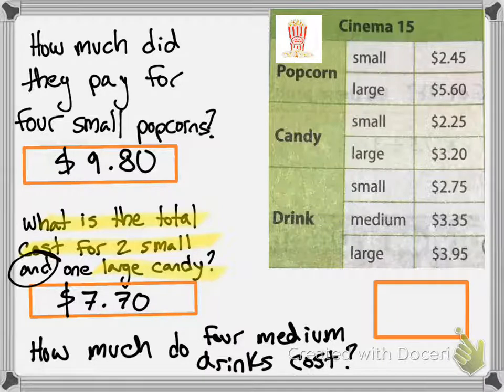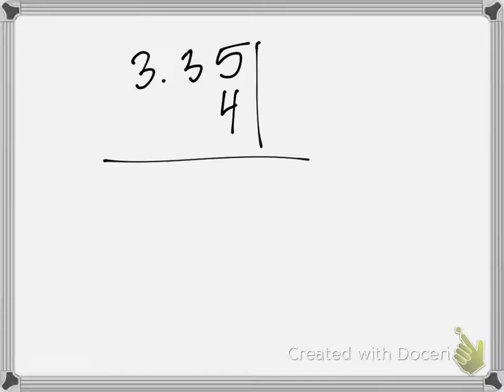And then, Amelia, how much did 4 medium drinks cost? What did you get for that? She got $13.40. She's correct. A medium drink is $3.35. We line it up to the right, as we know. We have to double boop. We go boop, boop. I'm lazy, so I'm going to go boop, boop. I'm just going to bring it back now.